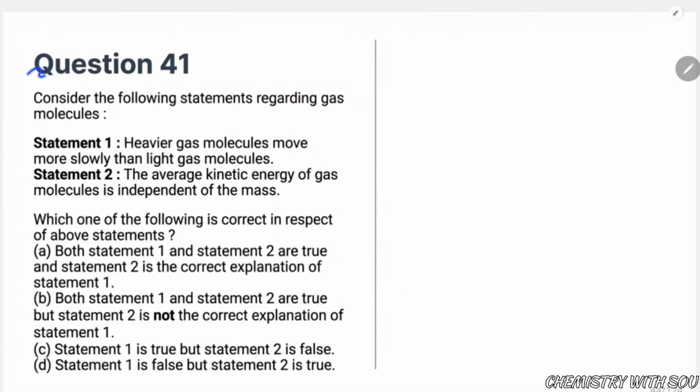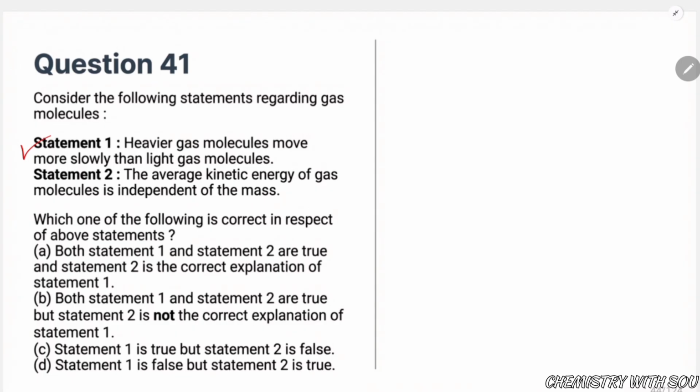Welcome everyone. Today we are going to solve question number 41 to question number 60. So the question number 41 is given as: consider the following statement regarding the gas molecule. Statement 1: the heavier gas molecule moves more slowly than the light gas molecule. So that is a true statement.